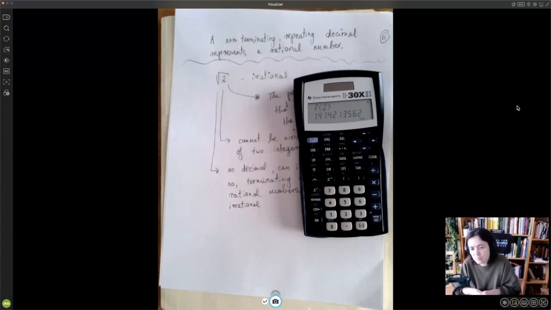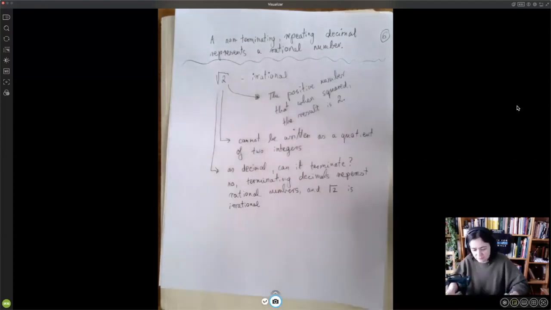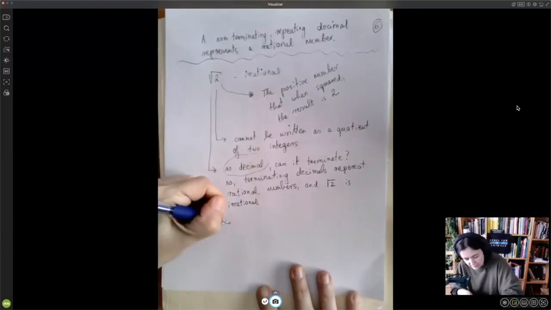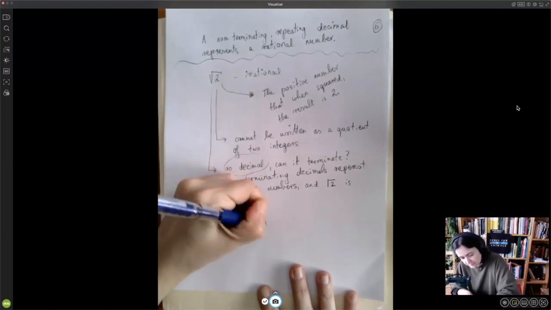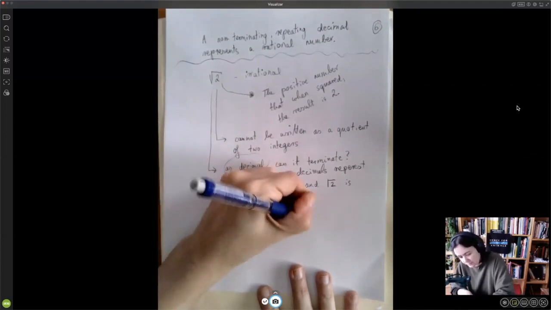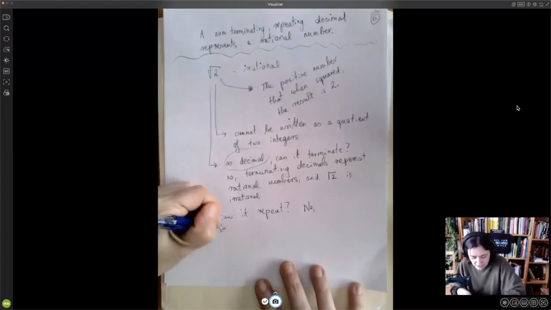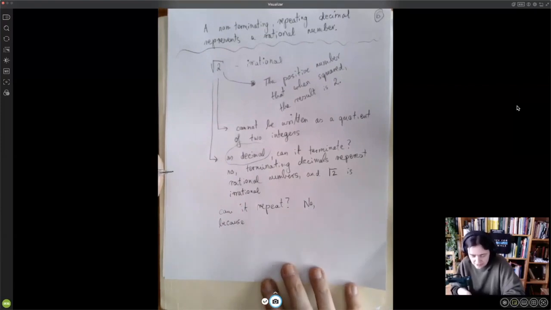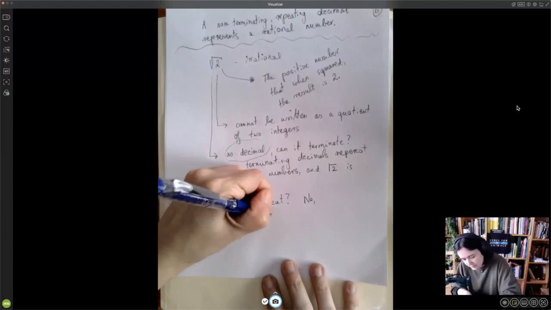Can it at least repeat? No, because that too would make it rational, right? We just showed with the chop game that repeating decimals too represent rational numbers. So as a decimal, can it terminate? No. Can it repeat? No. Because repeating decimals represent rational numbers, and square root of 2 is not rational.